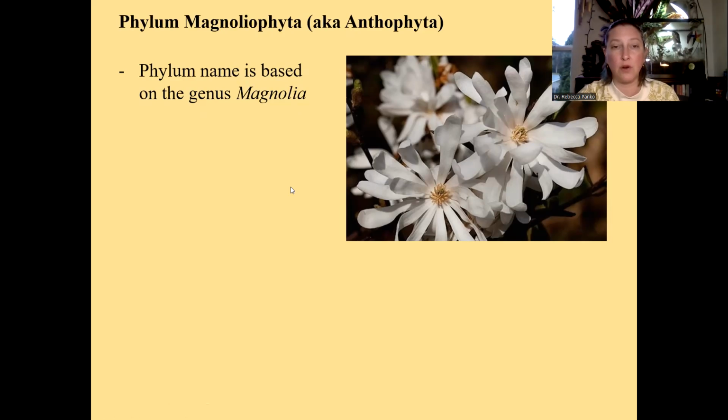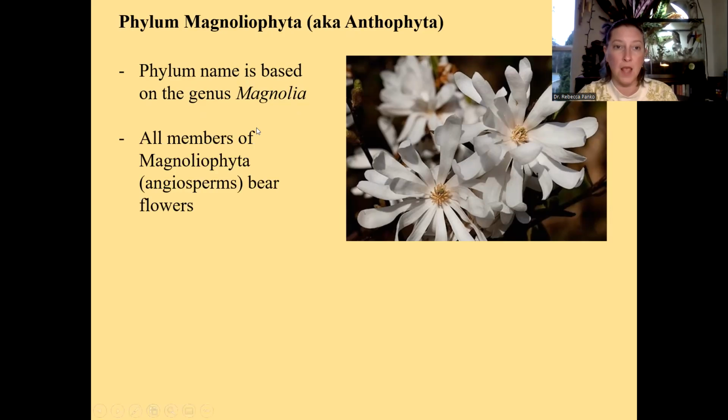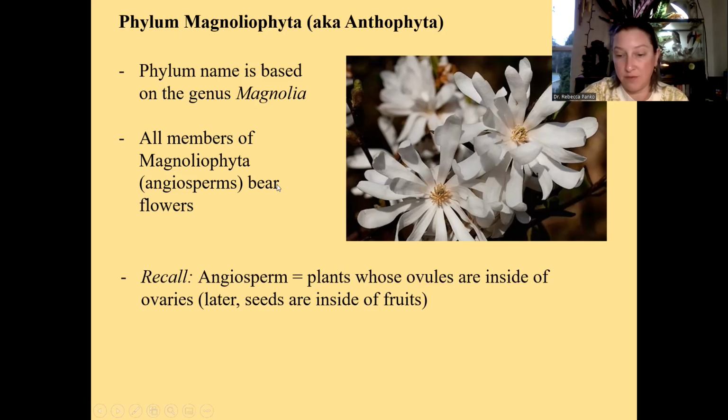Magnolia happens to be one of the earliest flowering plants. All the members of the phylum Magnoliophyta bear flowers. So every single species that's in the phylum Magnoliophyta will bear flowers, hence why they're called the flowering plants. And just as we covered on the previous slides, right? Flowering plants are plants whose ovules are inside of ovaries. Later, the seeds are inside of fruits.